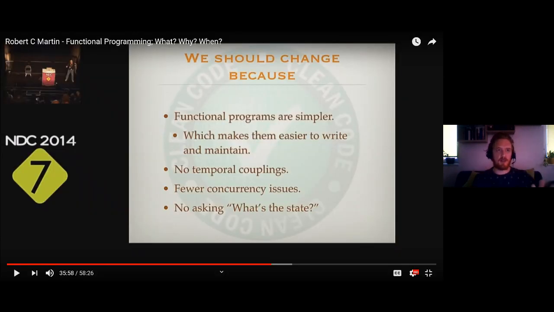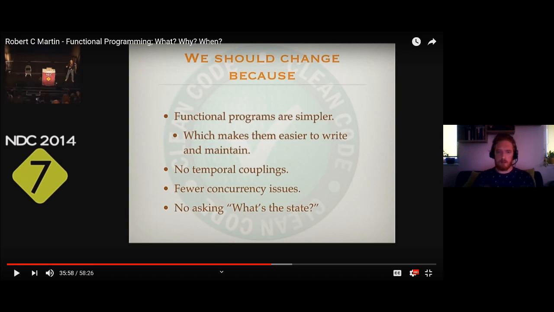Before we go there, the same person who helped us and popularized the SOLID principles, Robert Martin, Uncle Bob, gave a presentation in 2014 talking about why we should all embrace functional programming. And it's interesting because he has a long history of being a C++ programmer, if I remember correctly.